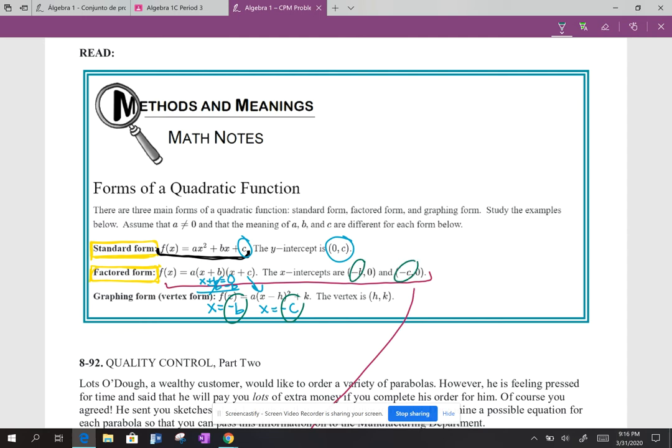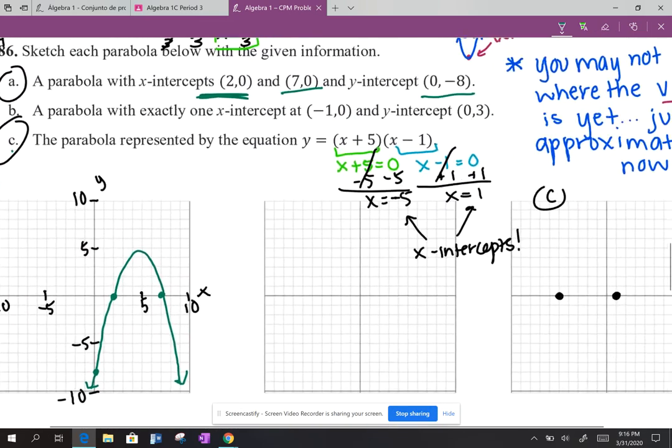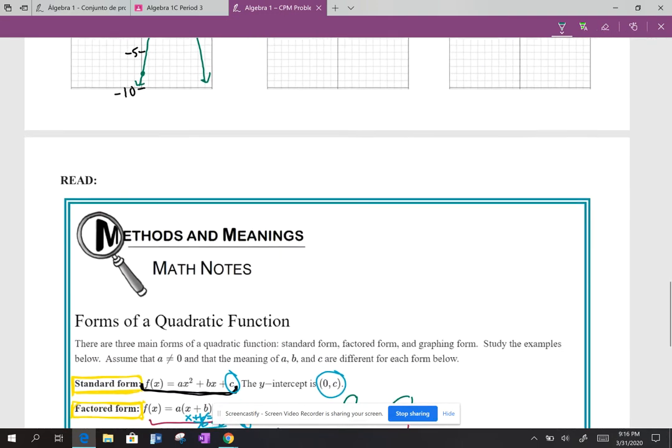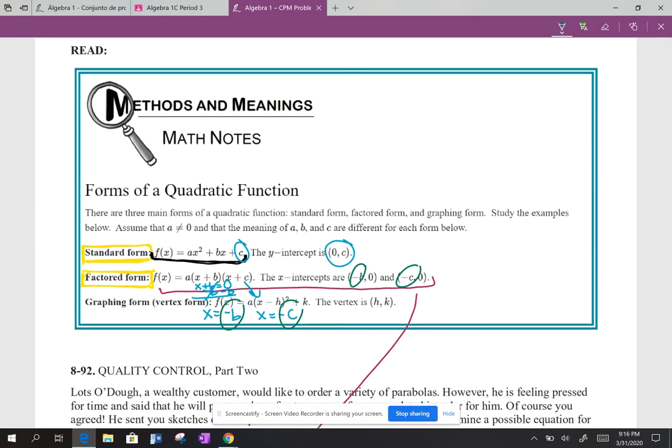The notation might be a little bit confusing, but what this is trying to say is what I mentioned up here. When you have an expression like this and you set each factor equal to 0, those values for x that you get are your x-intercepts, all right? And for this week, we're not going to worry about graphing form.